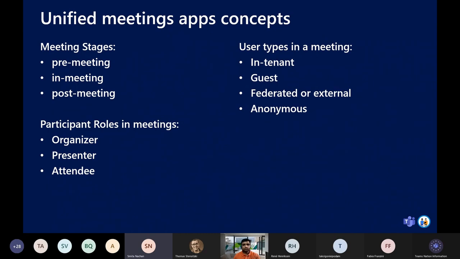When it comes to the anonymous user, anonymous users don't have an Azure Active Directory identity and are not federated with a tenant. Anonymous participants are like external users, but their identity is not shown in the meeting, and anonymous users can't access the app in a meeting window. An anonymous user can't be an organizer but can be a presenter or attendee.